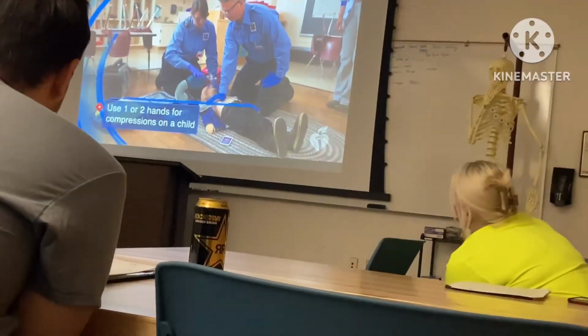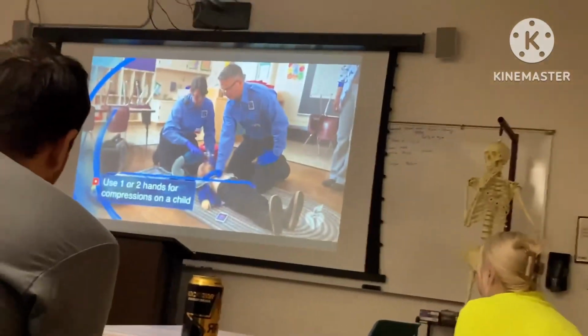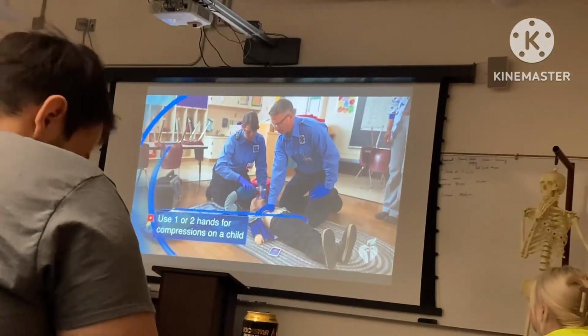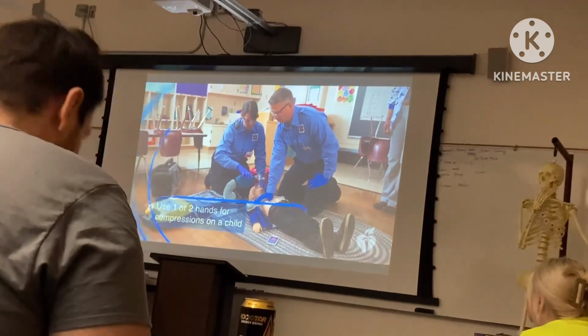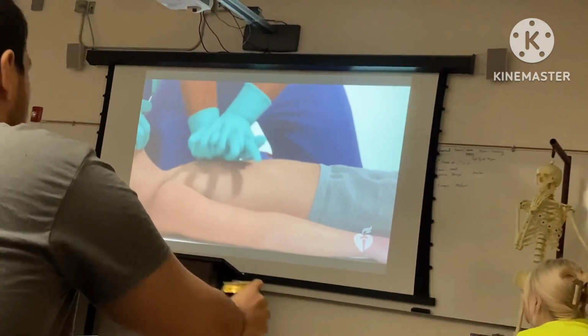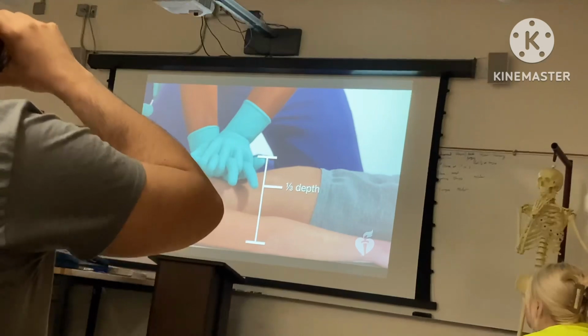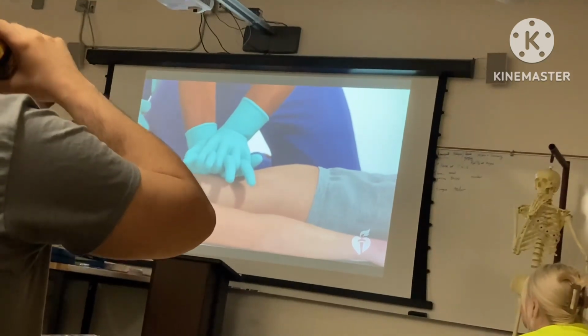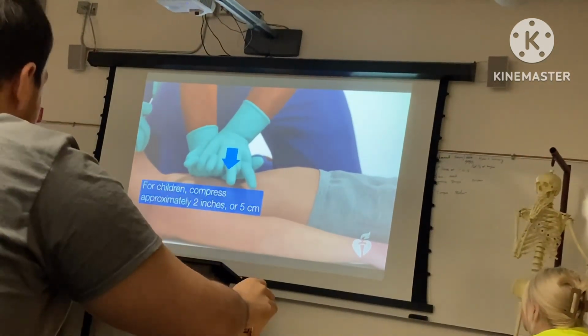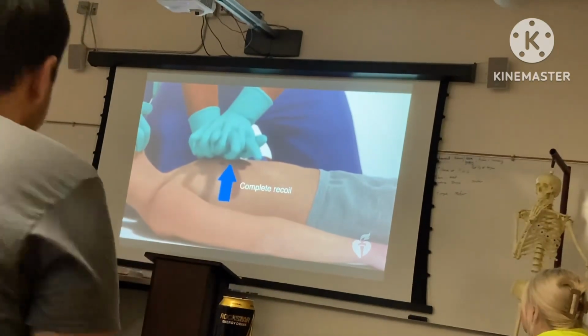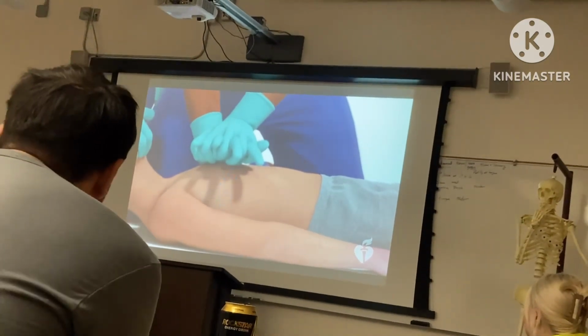When you're performing compressions on a child, it's fine to use 1 or 2 hands, whichever works for you and allows you to provide deep, effective compressions. To be effective, your compressions must go to a depth of at least 1/3 the depth of the child's chest. That's approximately 2 inches or 5 centimeters, and the chest must recoil completely between compressions.